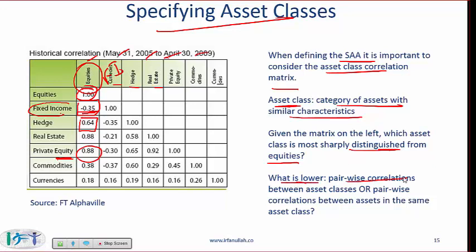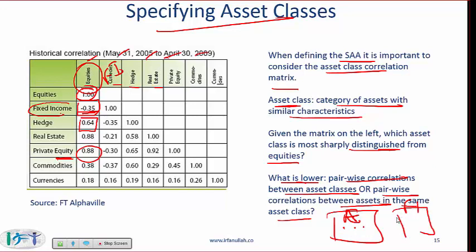What is lower, pairwise correlations between asset classes or pairwise correlations between assets in the same asset class? Assets in the same asset class: if you have an asset class called equity, and then there's a certain correlation between the various stocks, then you have another asset class called fixed income. So obviously the correlation between equity and fixed income will be lower than the correlation between stocks which are all in the same asset class. So that's why when we do diversification, the first thing that we do is invest in different asset classes.